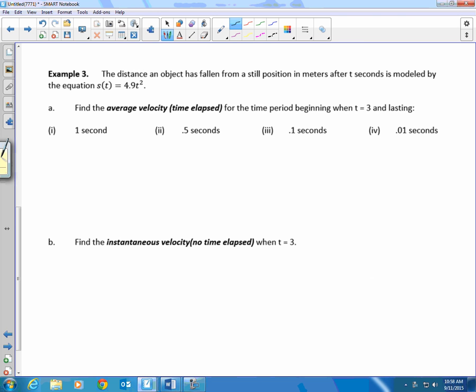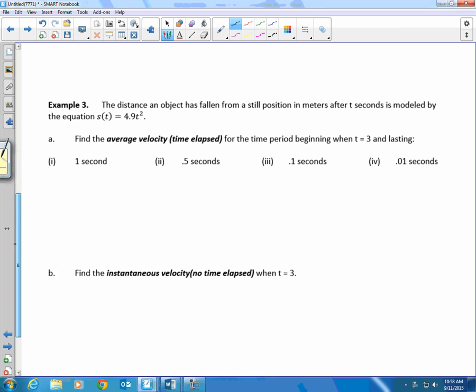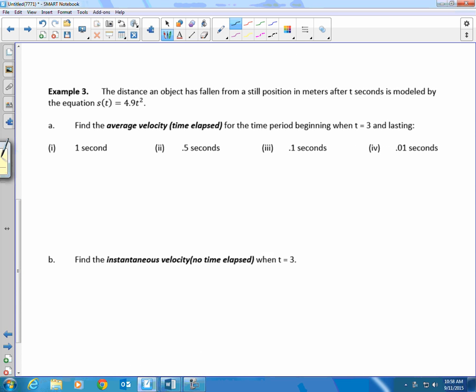Okay, make sure your calculators are out. We pick up a little bit right where we were yesterday and look at a different example. It says the distance an object has fallen from a still position in meters after t seconds is modeled by the equation s of t is 4.9 t squared.